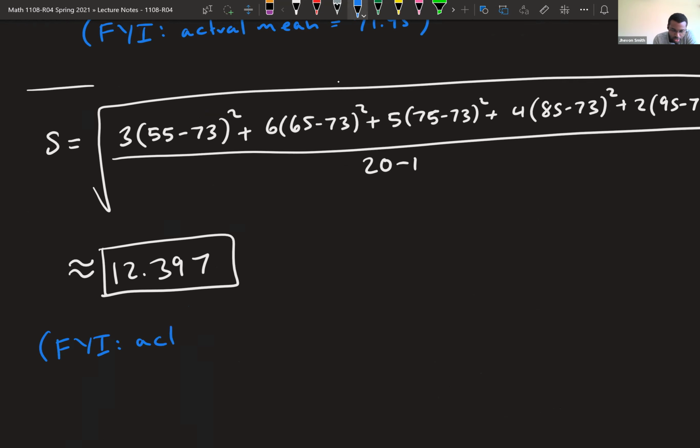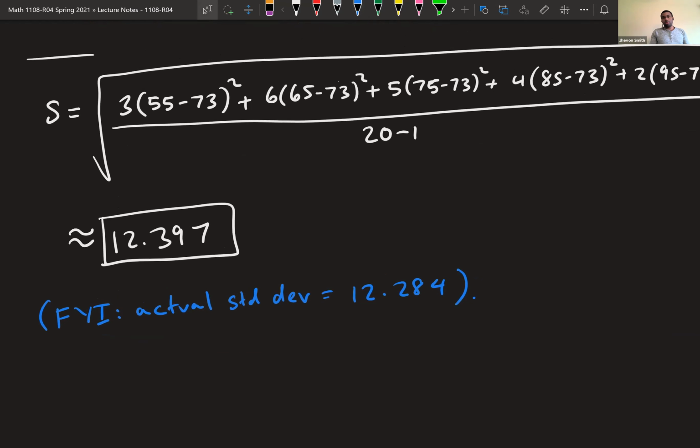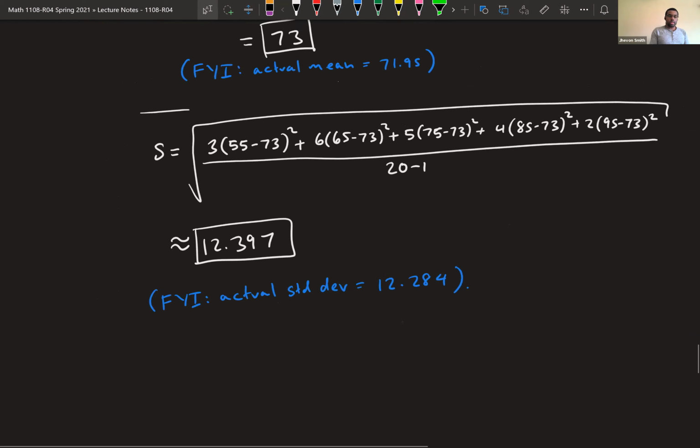The actual standard deviation, if I were to do it for the 20 specific values, is again pretty close: 12.284. Again, a lot less work and we get a pretty okay answer, right? For some context, that can be completely reasonable. Standard deviation is around 12. In fact, with rounding, we can see it's 12.3, 12.4-ish. That's pretty close for all the work it saved us.